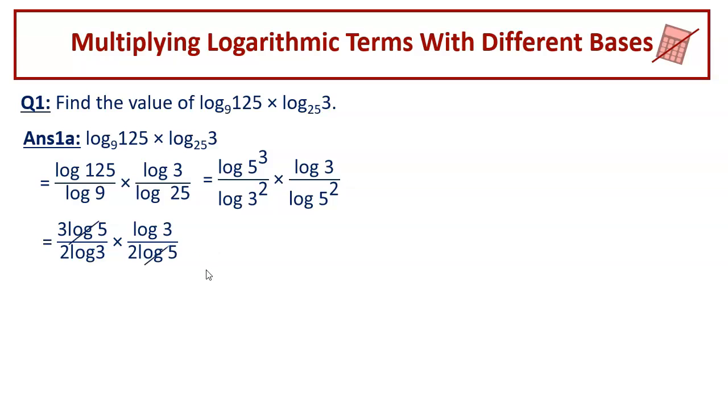So we do the cancellations, and it is 3 over 2 times 2, which is 4. So the answer is 3 over 4. This is the first way, where the common base is taken to be 10. Now let us take the common base as 9. You can of course take the common base as 25 as well.